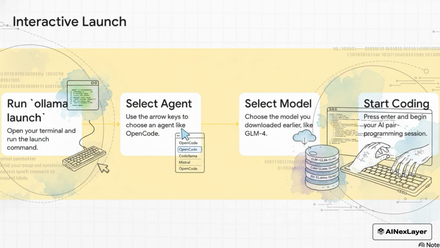So here's how it works, and it's super simple. You run the Ollama Launch command. Then you just use your arrow keys to move through the menu and pick your agent, OpenCode in our case. Next, you select the model you downloaded earlier. You press enter, and that's it. You are now in a live, interactive session with your own personal AI pair programmer.